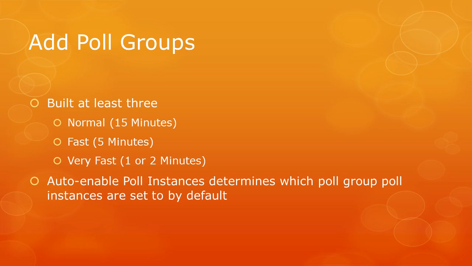Poll groups simply determine at what rates poll instances belonging to this dataset can be polled. So I usually set up 3, but always at least 2, 1 minute and 5 minutes. I set the auto enable to 5 minutes because that's what I eventually want to use for my poll rate, but I have 1 minute configured and available that I can use during testing.